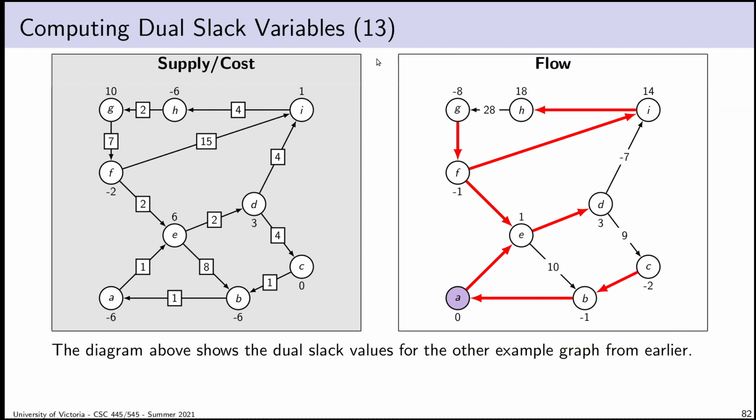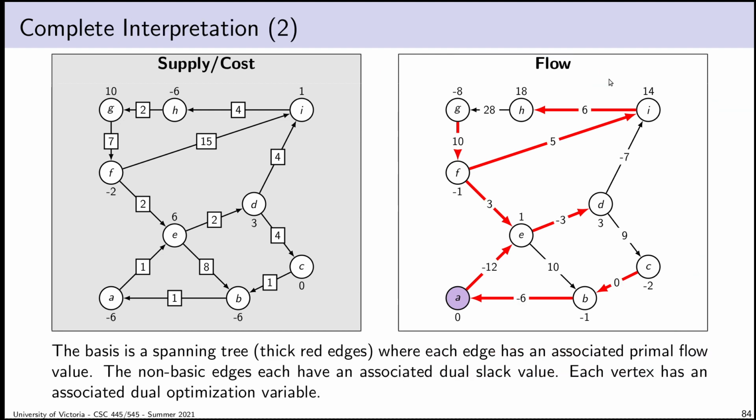We now have everything that we need. We've got our basis. The basis is the red edges. We've got the primal flow values along each basic edge, keeping in mind that the dual slack variable for IH will be 0 because it's a basic arc. Across each non-basic arc, we've got our dual slack value, and then attached to each vertex, we've got the y value.